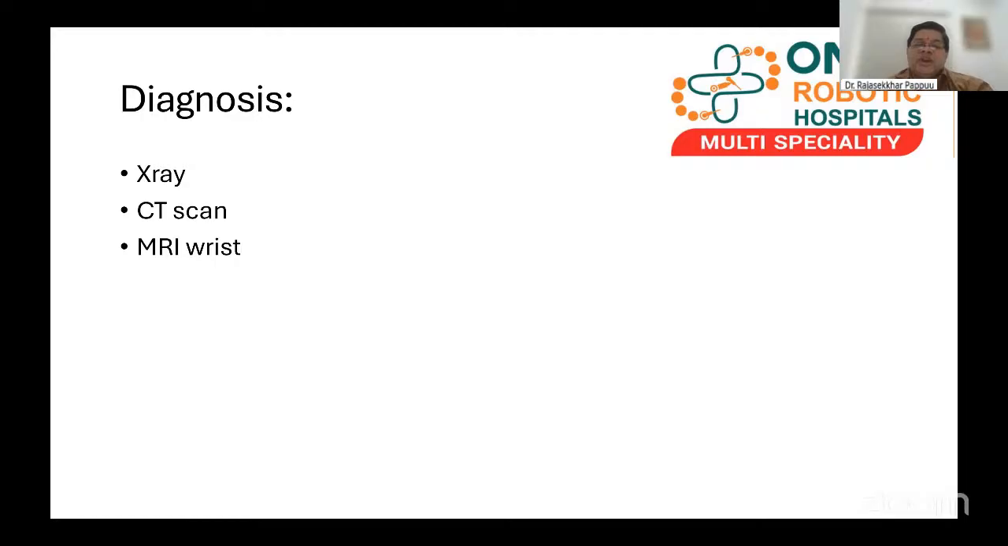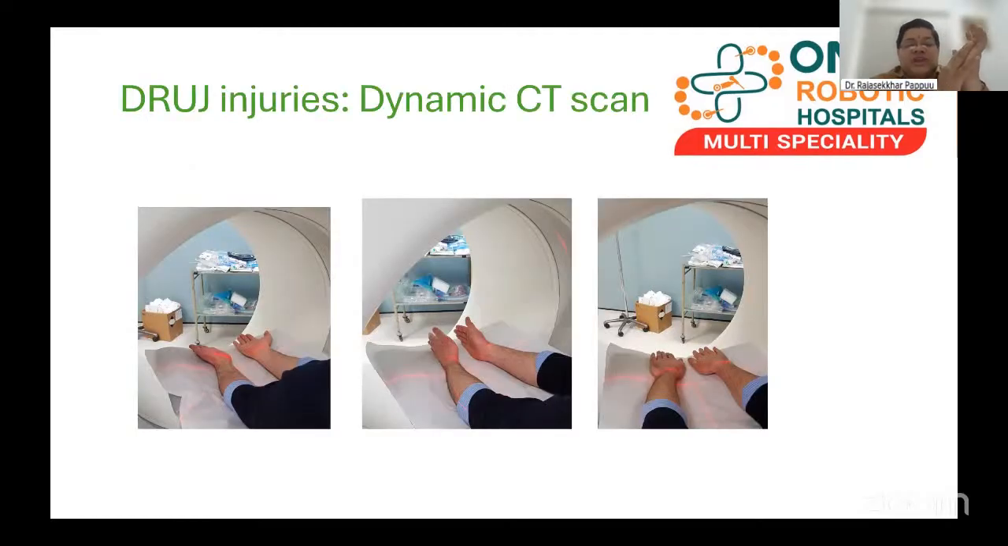CT scan is very helpful in checking fractures, dislocation, and all that. You can very clearly see. With CT scan, you can do a dynamic CT scan where you see the CT scan in three positions: one in full supination, one in full mid neutral position, and the other one in full pronation.